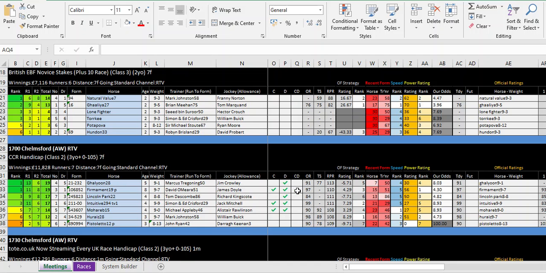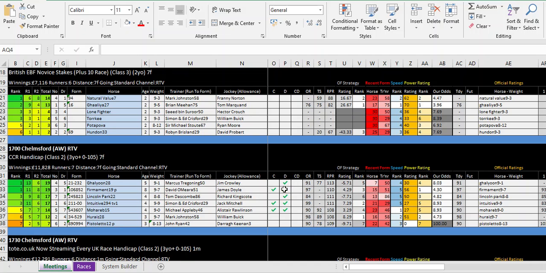But notice that winning over today's course and winning over today's distance doesn't necessarily mean that it's a course and distance winner. Now, of course, it's won over the course and it's won over today's distance, but has it done the actual course and distance at today's track?